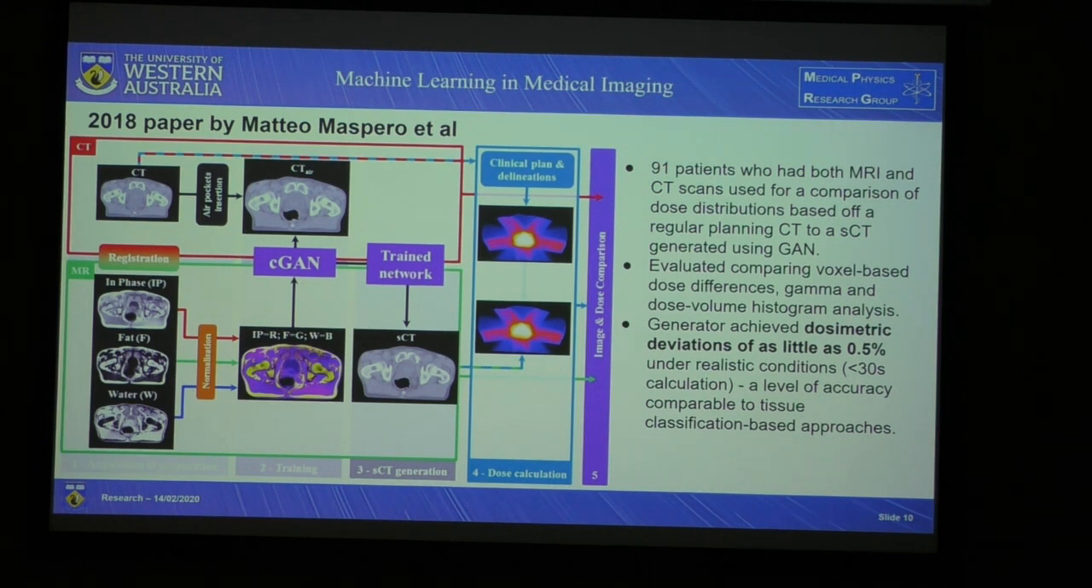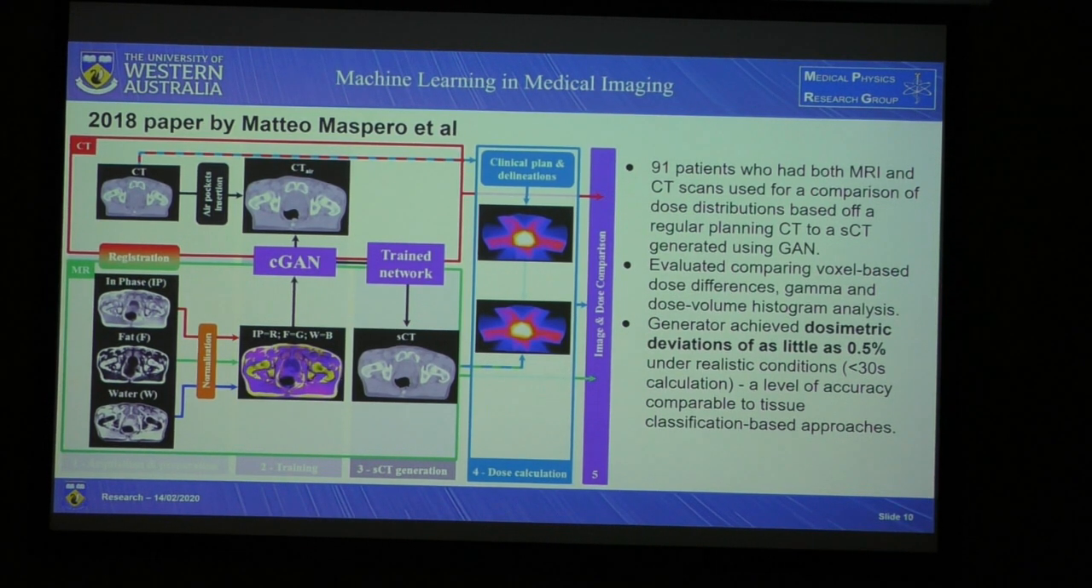They then applied the same clinical VMAT plan to both the ground truth CT and the synthetic CT to create two different dose distributions. They then compared these dose distributions using voxel-based differences, gamma analysis, and DVHs.